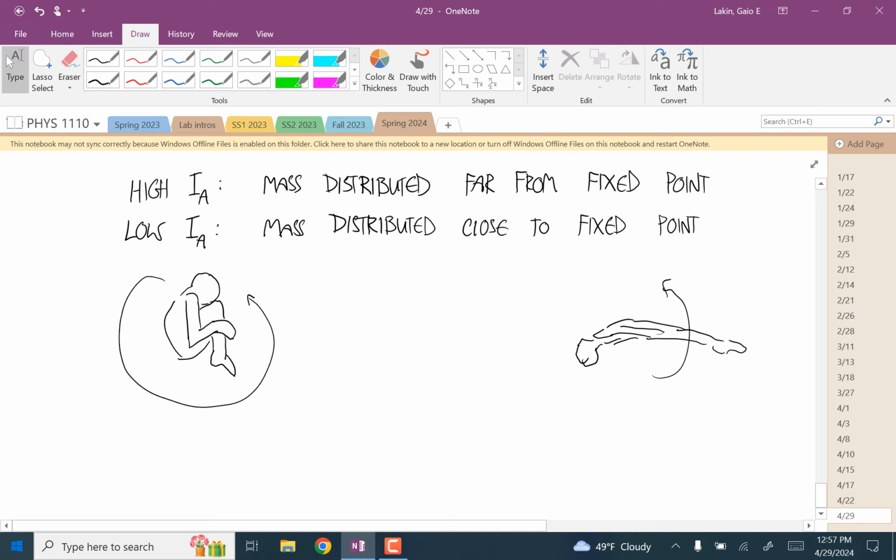And the reason is, notice that this is almost as far as you can get your mass spread out from, well, in this case, what we're thinking of as the fixed point is the center of mass of the person. So you can think of that point there as the fixed point. In the laid out position, all the mass is spread out as far apart as they can get it. In the tuck position, everything is as tight to that point as they can get it. So this is a high mass moment of inertia. And this is a low moment of inertia.